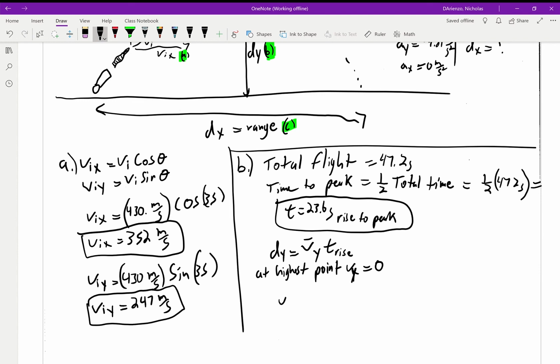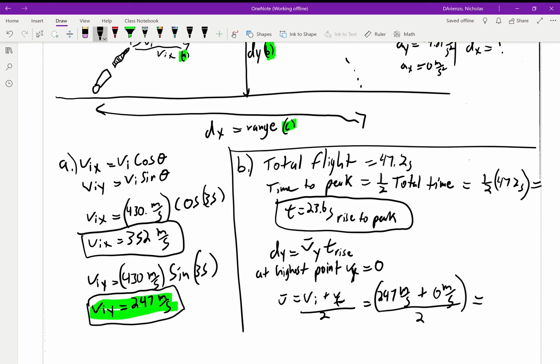So to find average velocity, we know that that's VI plus VF over 2. So we get our initial velocity, and this has got to be in the y direction, so we're going to want to use the initial velocity in our y direction, which will be 247 meters per second, plus the final at the peak, which is 0 meters per second. We're going to put that all over 2. It's going to give us 123.5 meters per second.